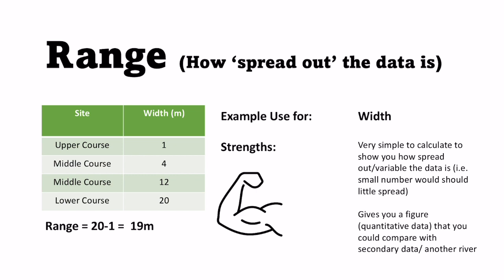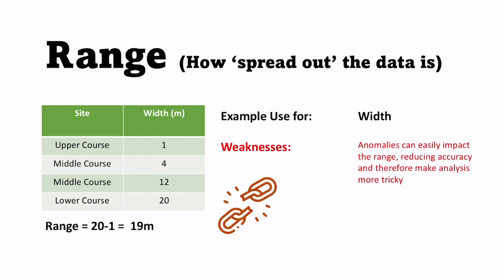So I could look at the range in width of one river and compare it with another river, just to see how large the spread of the data was for either river. In terms of weaknesses, anomalies can easily impact the range. This reduces the accuracy and therefore analysis is more tricky.